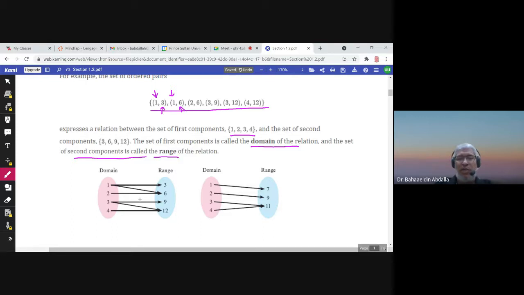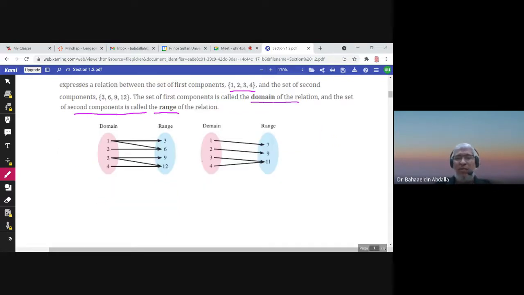We can express the relation like this: the domain 1, 2, 3, 4, the range 3, 6, 9, 12. The first ordered pair, for example, is taking 1 to 3. The second ordered pair is taking 1 to 6. The third ordered pair is taking 2 to 6, and so on. So, for example, from this figure, we know that there is a relation 1 to 7, 2 to 9, 3 to 11 and 4 to 11. So this figure represents this relation.